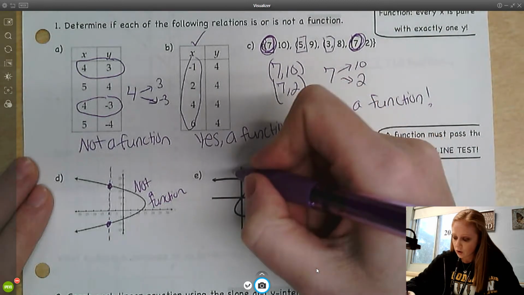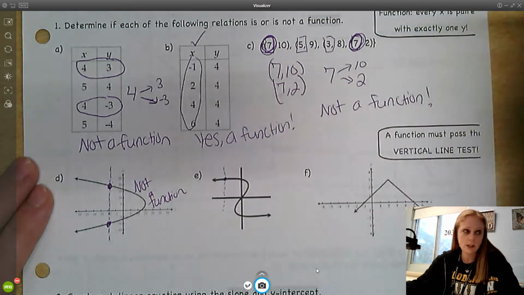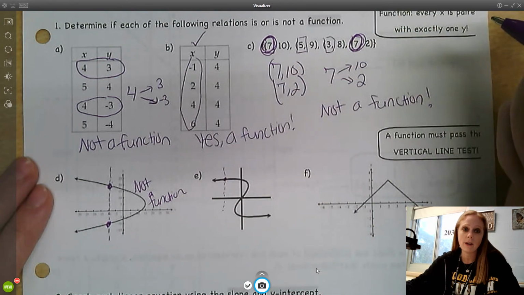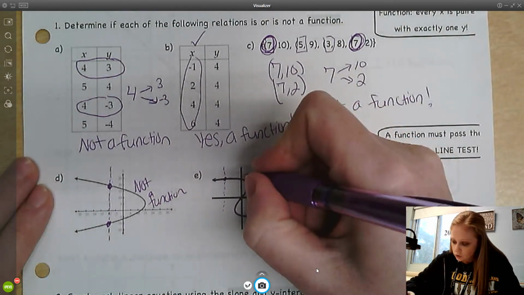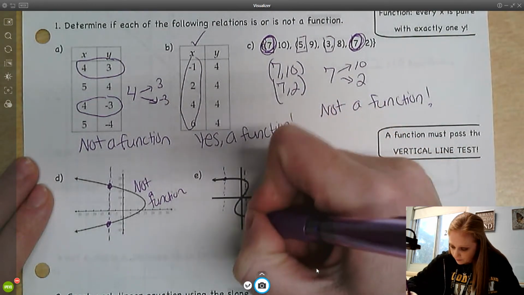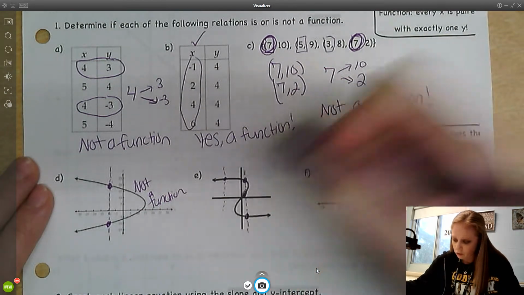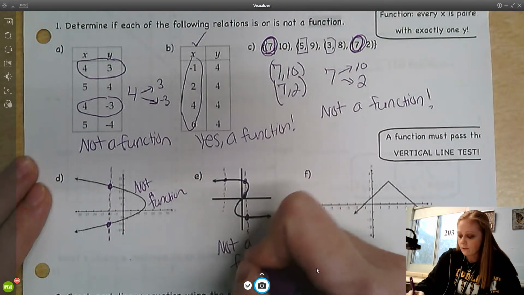Okay, let's try a vertical line test here. So the vertical line test may pass here. It only hits once, but you have to check out the whole graph, and if you find one spot where it fails the vertical line test, then it fails. It's not a function. So if you look right here, the vertical line crosses our graph 1, 2, 3 times. So this is definitely not a function.